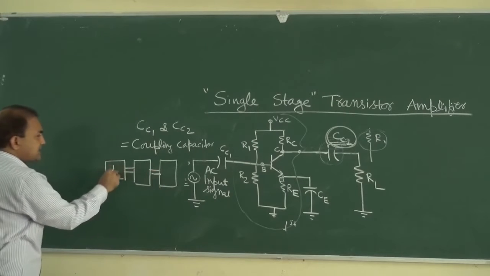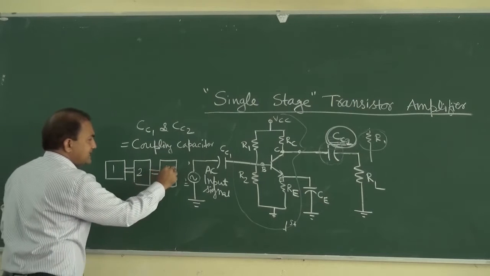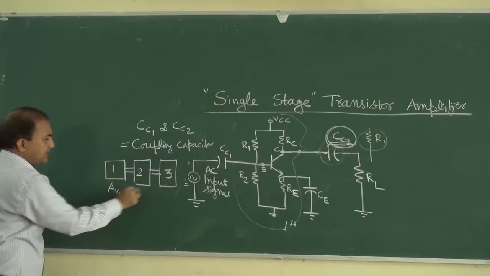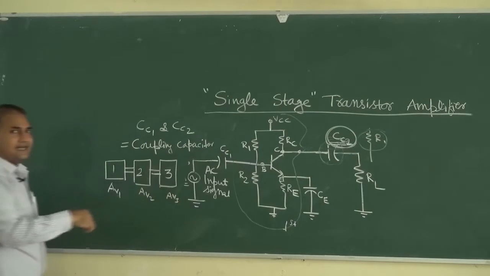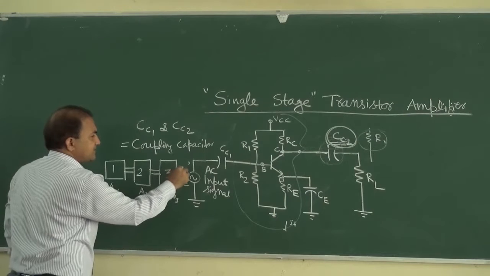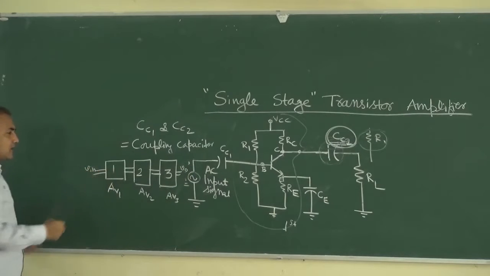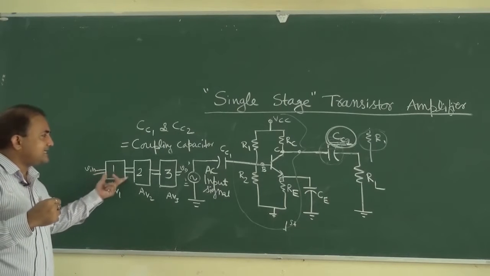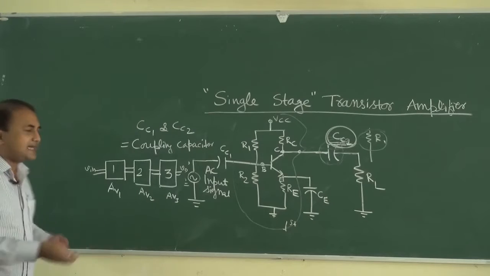Suppose this is the first single stage amplifier, this is the second single stage amplifier, and this is the third single stage amplifier. Suppose the voltage gains are AV1, AV2 and AV3 for the third single stage amplifier. Suppose this is Vout and this is Vin. So why do we want to couple various single stage amplifiers? In order to increase the voltage gain.